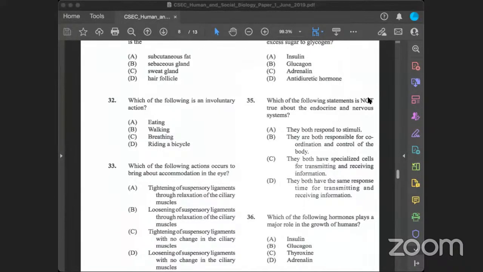So this is not true. On exam paper, you should underline words like not or which is true, so you always remember what you're looking for, right? Those can become tricky in exam. Which is not true about the nervous and the endocrine system? They both respond to stimuli. That's true, right? They're both responsible for coordination and control of the body. Okay. They both have specialized cells for transmitting and receiving. They both have the same response time. Do they both have the same response time?